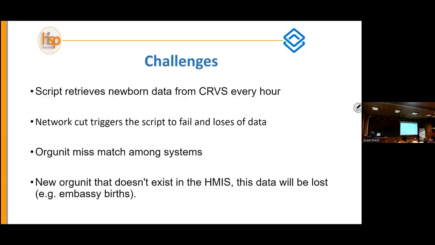Part of the challenge, of course, is that when you're having that interoperability, when there is a network issue, maybe in between during synchronization, something can happen, data don't synchronize, don't go as you wish. But also we have some organizational unit mismatch among the two systems. Some new facilities may be introduced, or even you find the org unit doesn't exist at all. So those are some of the challenges that we see. When they don't exist and the system pushes, the data is automatically lost.